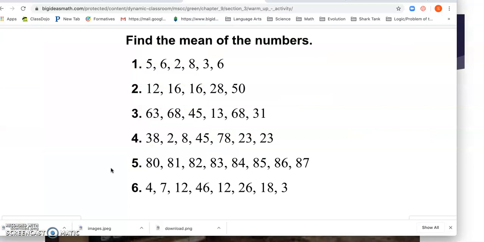Okay, now for a little warm down activity, I want you to figure out the mean of these numbers. So go ahead and press pause, because I don't want to sit here waiting for you. I would wait all day for you, though. But go ahead and just press pause, and I want you to find out the mean of these numbers.